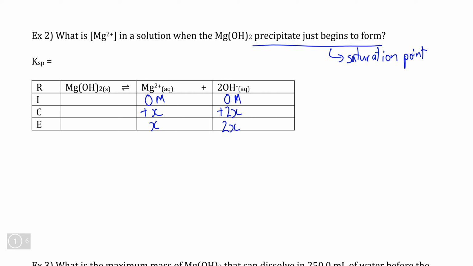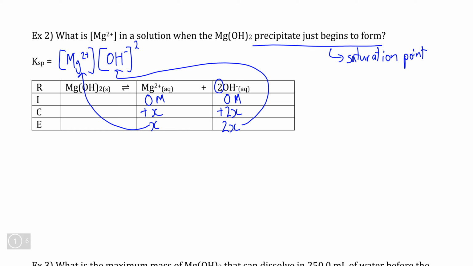Now, when it comes to writing the KSP formula, again, this is pretty much exactly the same as in example number 1. We have concentration of magnesium 2 plus times the concentration of hydroxide with a squared exponent corresponding to the coefficient of 2 here. Now, since we don't have concentrations for these, we're actually going to input x as the concentration of magnesium and 2x as the concentration of hydroxide. But before that, in order to solve for each of these, we actually need a value for KSP.